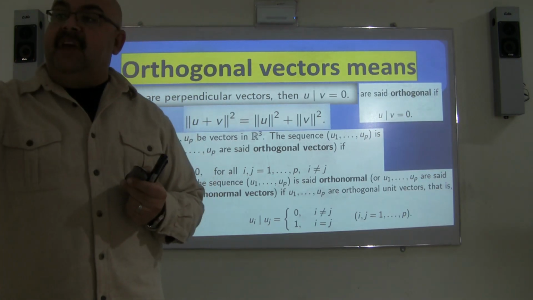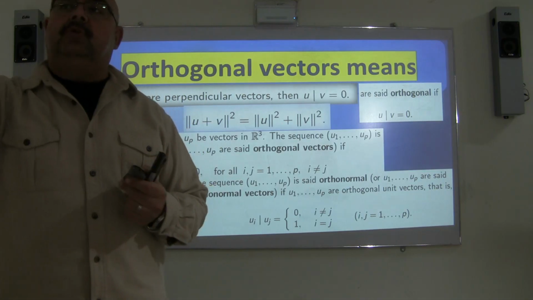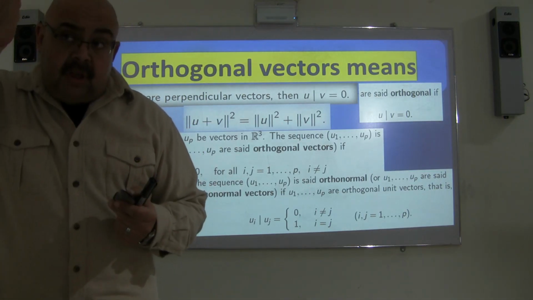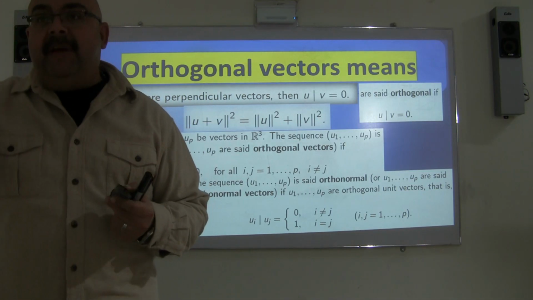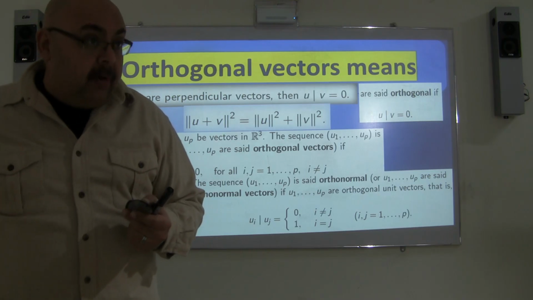How to get a normal vector from a general vector? How to do it? Divide the components by the magnitude. Divide the components by the magnitude.